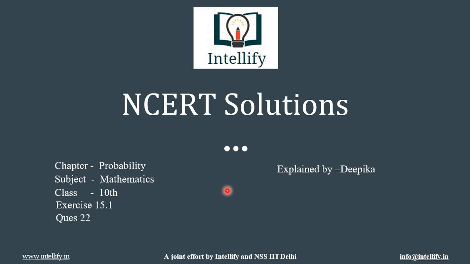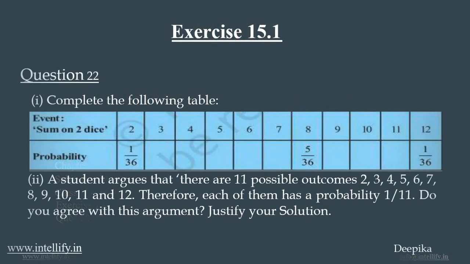My name is Deepika and today we are going to solve NCERT solutions of chapter 15, Probability, of Mathematics of class 10th, exercise 15.1, question number 22. So question number 22, first part: complete the following table. Now here the event is the sum on 2 dice, which is 2, 3, 4, 5, 6, 7, 8, 9, 10, 11 and 12. And the probability of getting the sum on 2 dice is, for sum 2, it is 1 by 36, for sum 8 it is 5 by 36, for sum 12 it is 1 by 36.